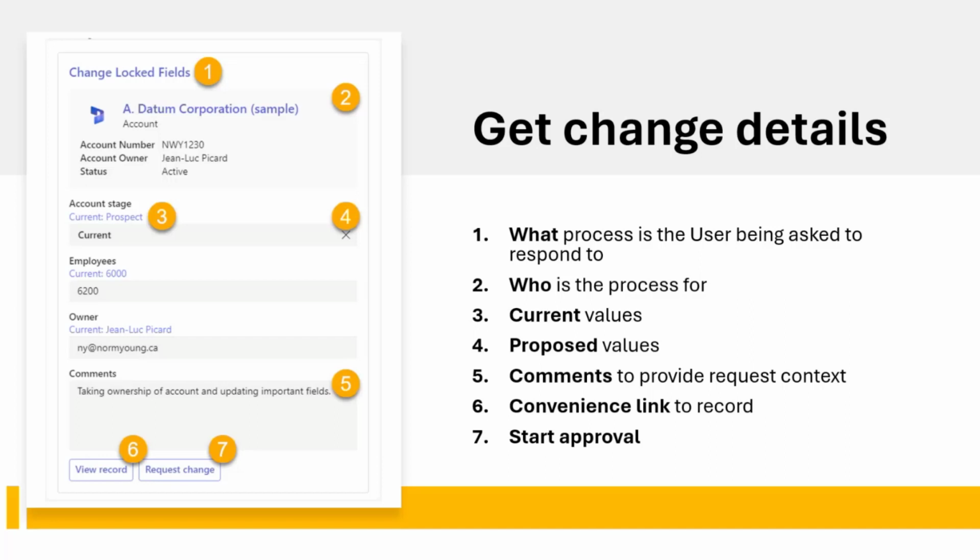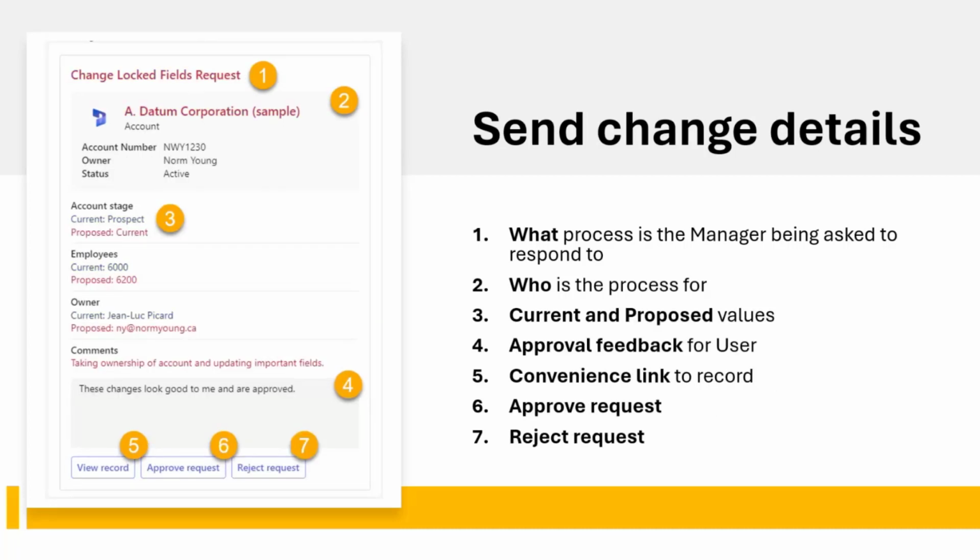Comments, so important because there's always edge cases. Things are not always black and white in the real business world. So instructions to help the approver understand why. And then finally, the view record, which is that link of convenience to go back to the account if they need to double check something. And then finally, start the approval by requesting the change.